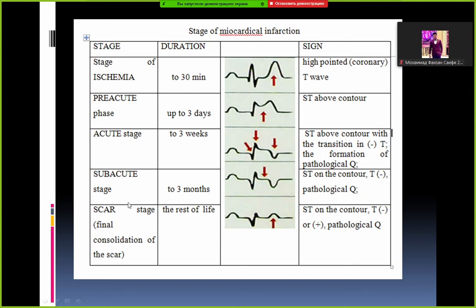The next stage, subacute stage, lasts for 3 months. It is characterized by presence of pathological Q wave, by depression of ST segment to the isoline and negative T wave. And the last, scar stage, which lasts for the rest of the life, is characterized by presence of pathological Q wave, ST segment is on isoline, and T wave may be positive, may be negative, or may even be absent.